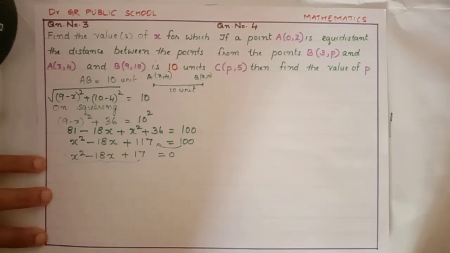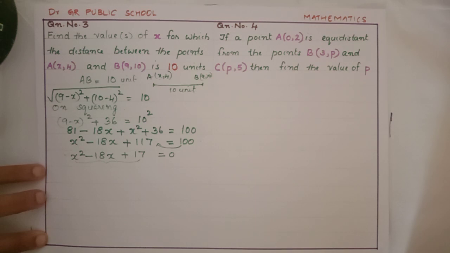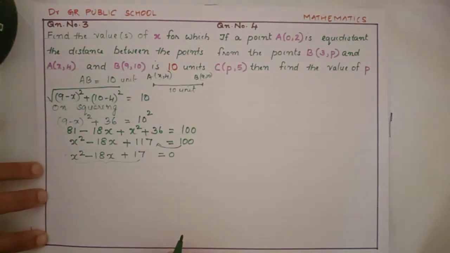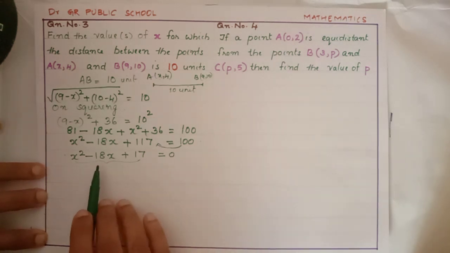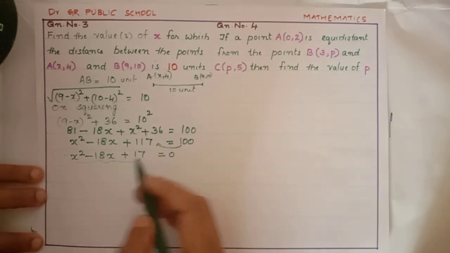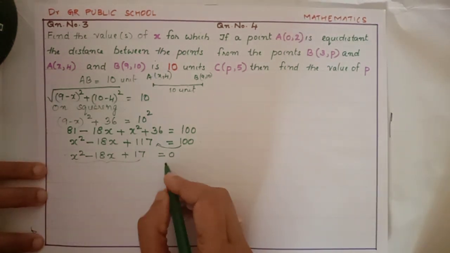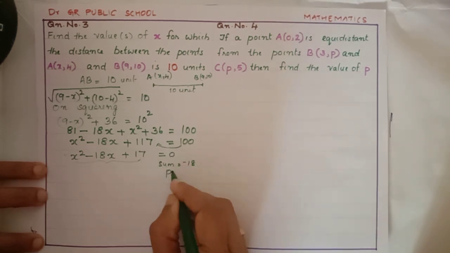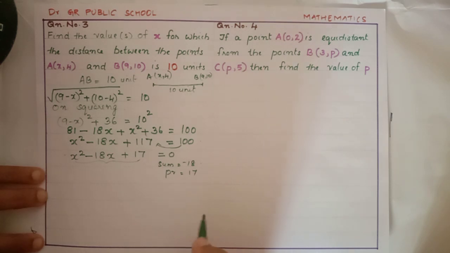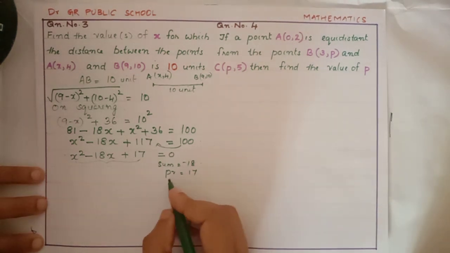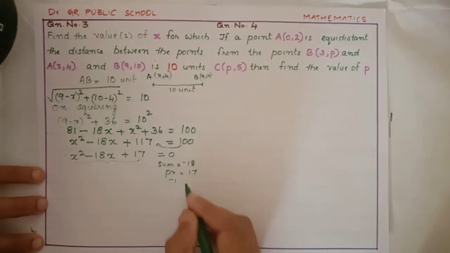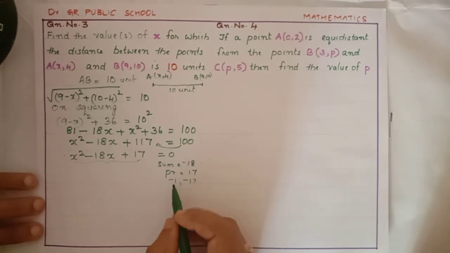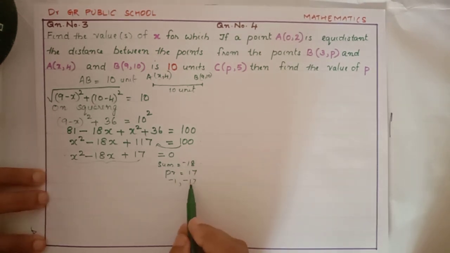So to find the value of x here, you have to do the factorization of this quadratic polynomial. And you have studied how to factorize a quadratic polynomial by the splitting middle term method. Okay. What is the splitting middle term method? We have to find two numbers whose sum is minus 18 and product is 17. So it is very easy to find the numbers: minus 1 and minus 17. Okay children.